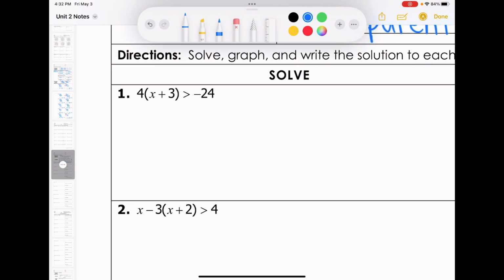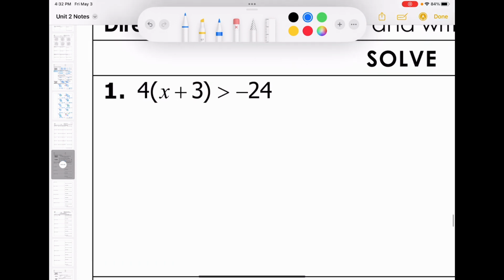So we have 4 parentheses, x plus 3 is greater than negative 24. So when you're solving this, you got to get rid of the parentheses. So in order to do that, I'm going to distribute the 4 to both things in the parentheses. And that's using the operation of multiplication. So 4 times x is 4x, and 4 times 3 is 12. Then I'm going to bring down my sign and my negative 24.